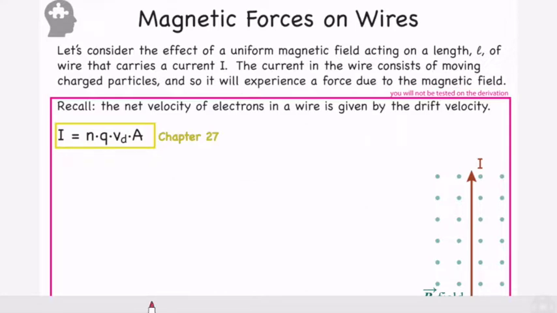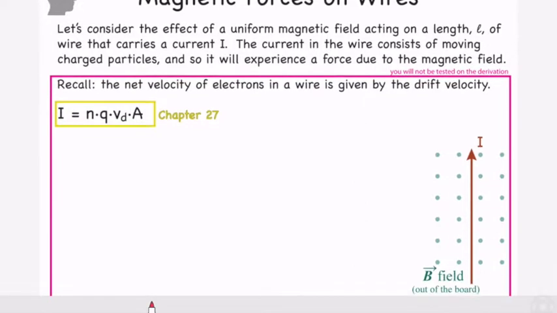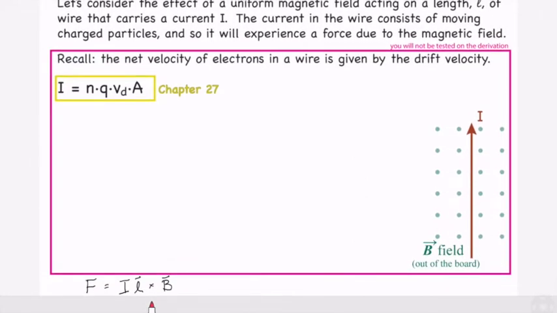The current in the wire is going to consist of moving charged particles, and so each of those charged particles will experience a force due to the magnetic field that it's in. Recall from chapter 27 that we have an equation that gives the conventional current running through a wire in terms of the cross-sectional area of the wire, the magnitude of the charge of the charge carriers, the number density of charge carriers in the wire, and a thing called the drift velocity, which is a measure of the net average velocity of the charge carriers flowing through the wire.